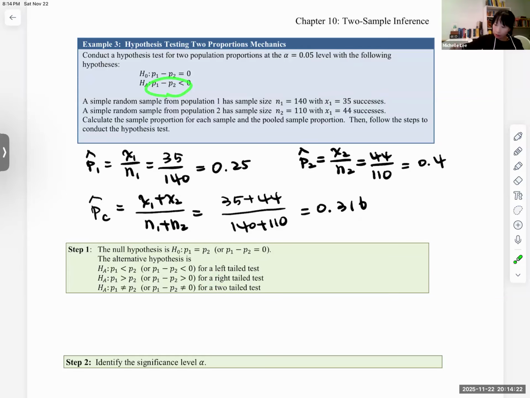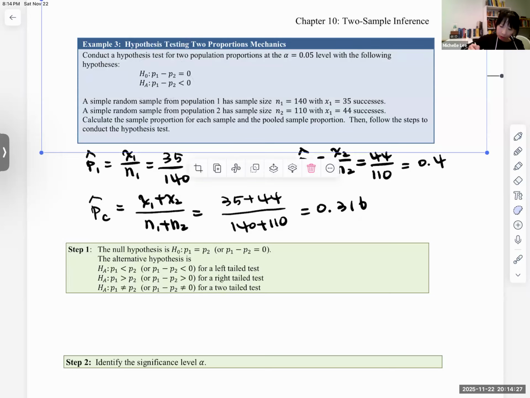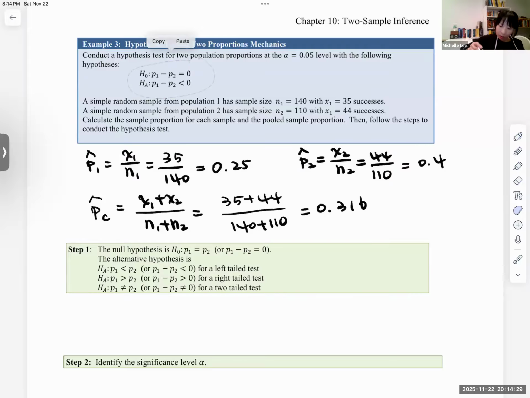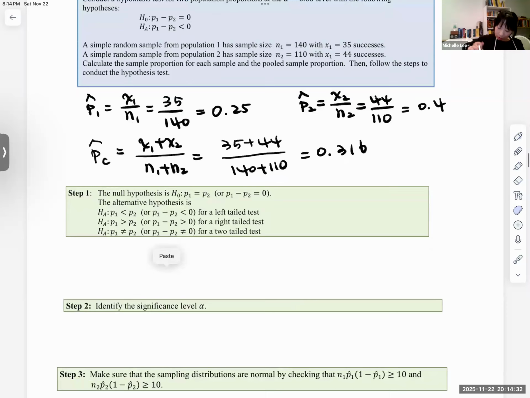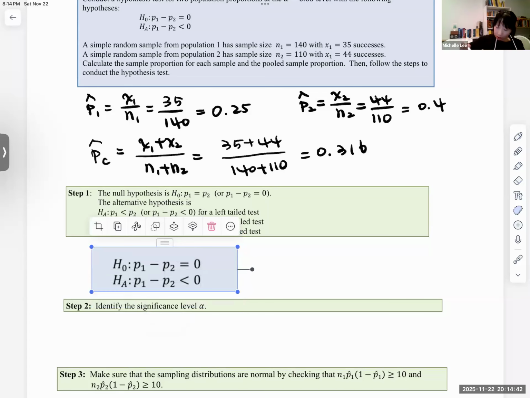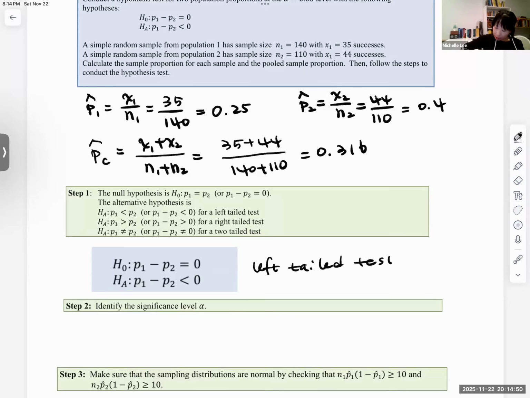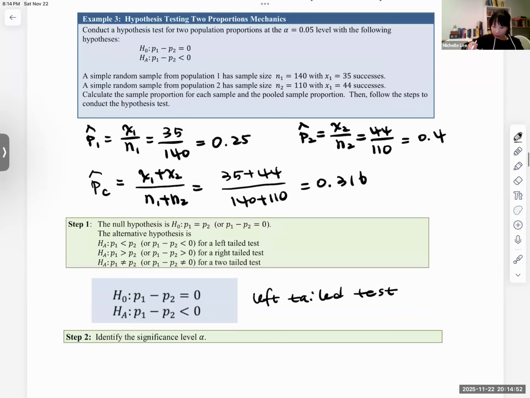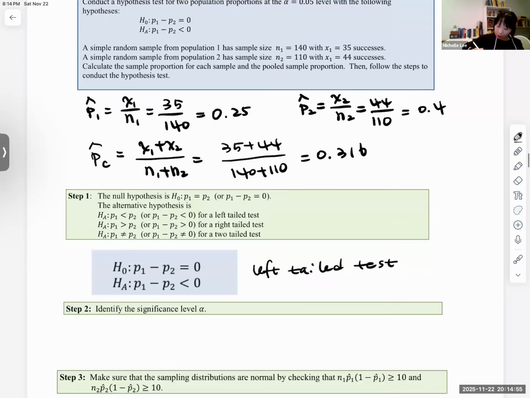So this one, it's a left tail test, right? So left tail test. What about the alpha level of significance? So 0.05, good.